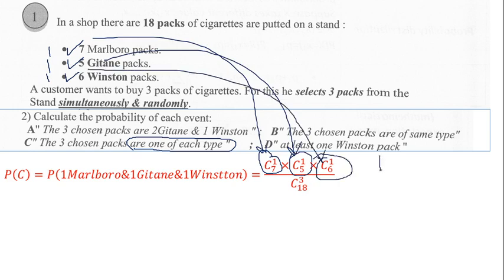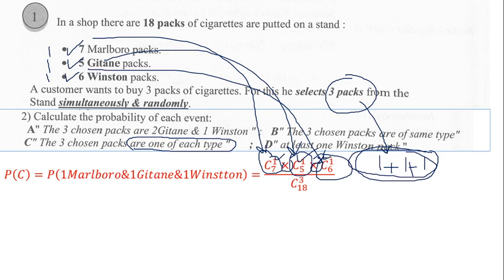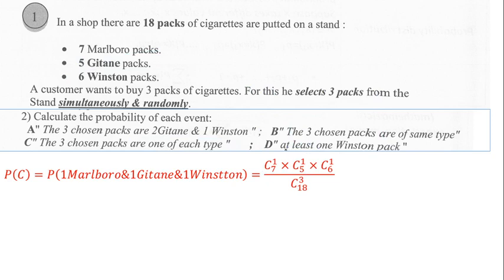And if you see 1 and 1 and 1, the total number is what? 3. And we have chosen 3. That's why, between the terms I should write times, because I say I need 1 and 1 and 1. But the sum of 1 and 1 and 1 is 3 packs. Now, we will talk about event D.